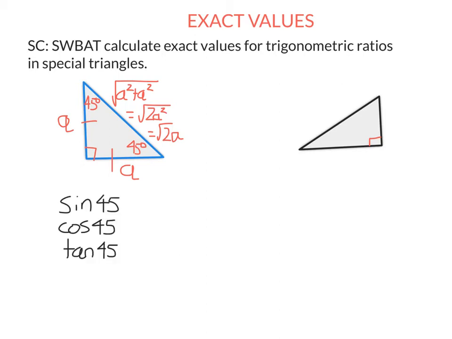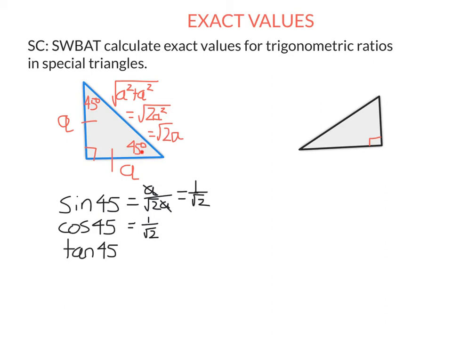If I want to calculate sine 45, I can use this angle here. I could use that one, it doesn't matter. If I use this angle here, it's opposite over hypotenuse. So it is A, which is the opposite, over root 2A. I can get rid of these A's, they cancel out. I just get 1 on root 2. Turns out that's exactly what I would get if I found cos of 45. Cos of 45 is adjacent over hypotenuse, A over root 2A. The A's cancel. I'm left with 1 on root 2.